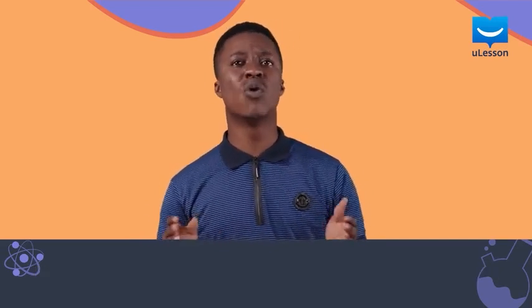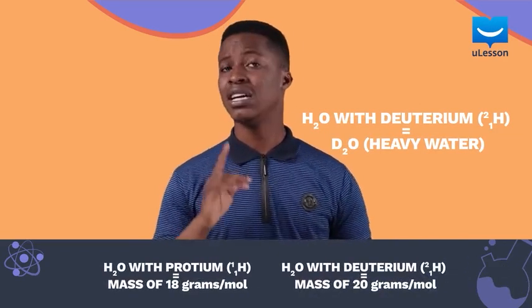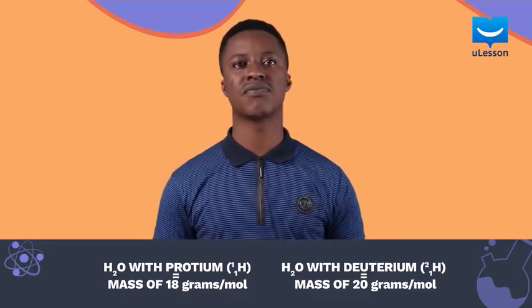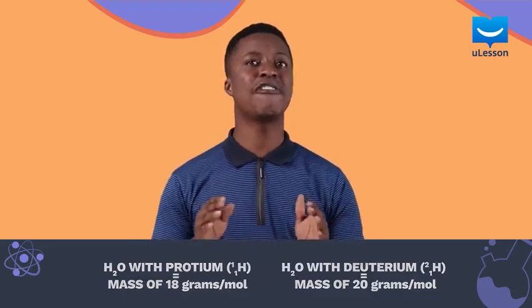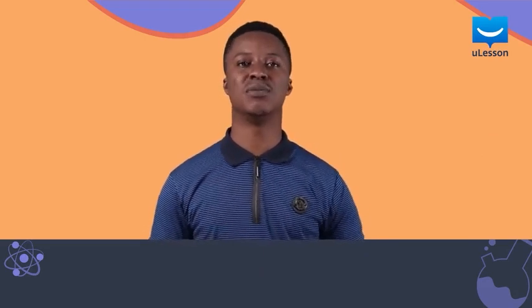And that is why a water molecule which contains the deuterium isotope of hydrogen instead of the protium isotope of hydrogen is referred to as heavy water, written as D2O. This is due to a significant increase in the mass of the water molecule. Isotopy is a very important phenomenon in chemistry, as more than half of the elements in the periodic table exhibit isotopy. So it is superb that you now have a good idea of this interesting phenomenon.